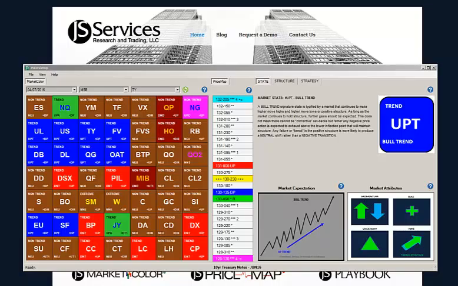Today we're going to go over a bull trend. Markets that are in a bull trend are simply making higher move highs, higher move lows. That's the definition of a bull trend. We've got a positive bias, good volatility, good momentum in this market state.